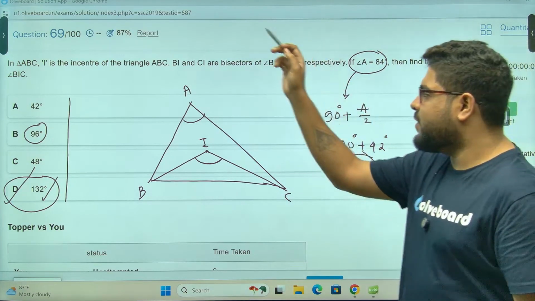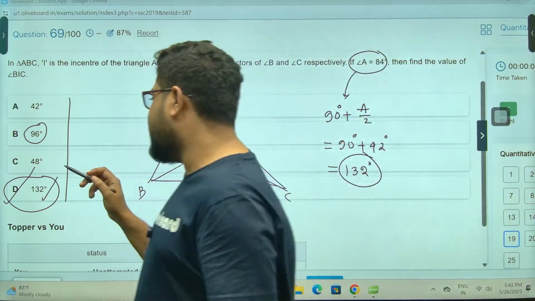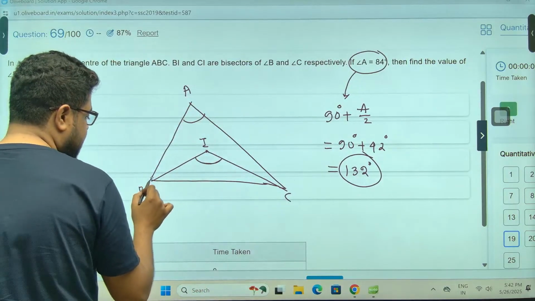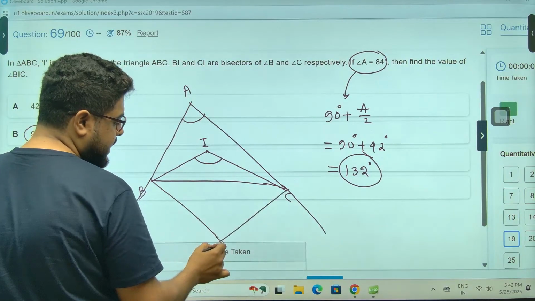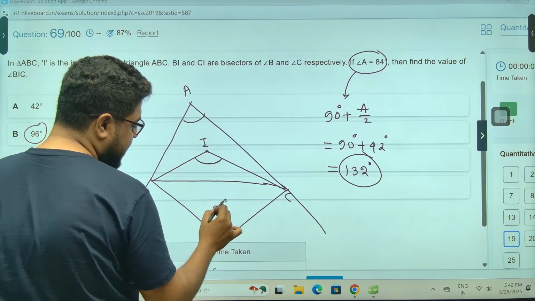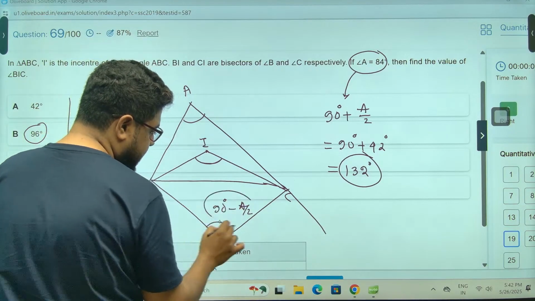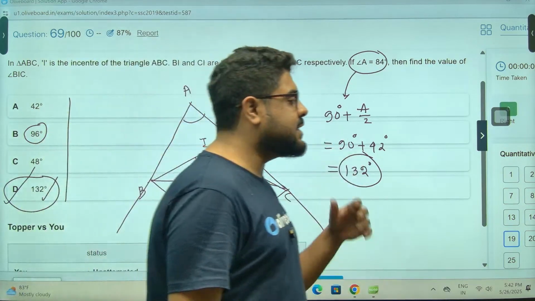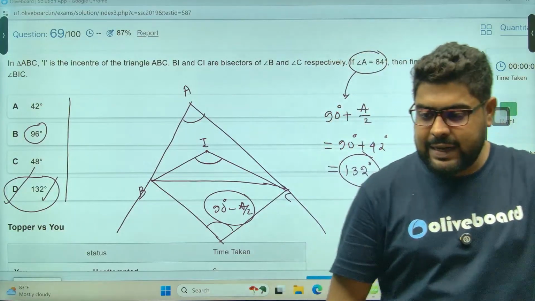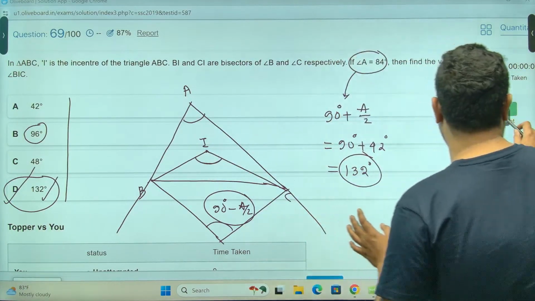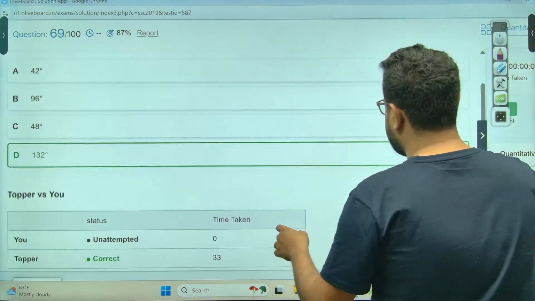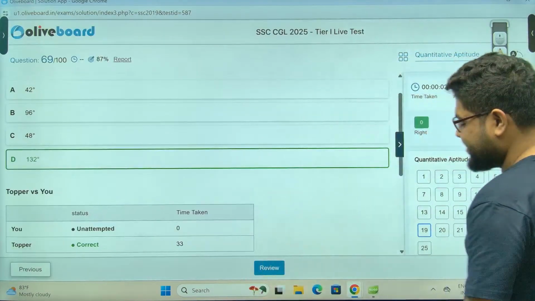But again, this is one very important thing, and this is the incenter. And if you take this as the excenter, sir, this angle is 90 minus A by 2. If the angle is being made outside, then it is 90 minus. If the angle is made inside, that is 90 plus. Remember this, okay? Maybe next week you get a question on minus.